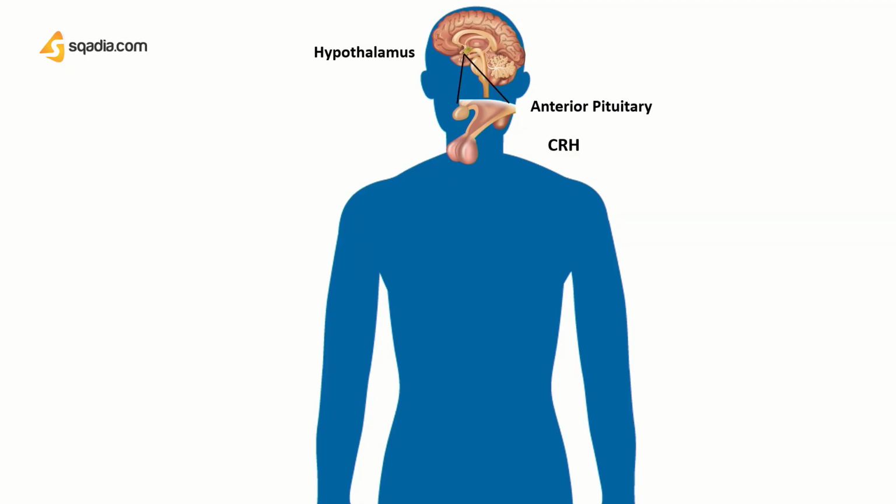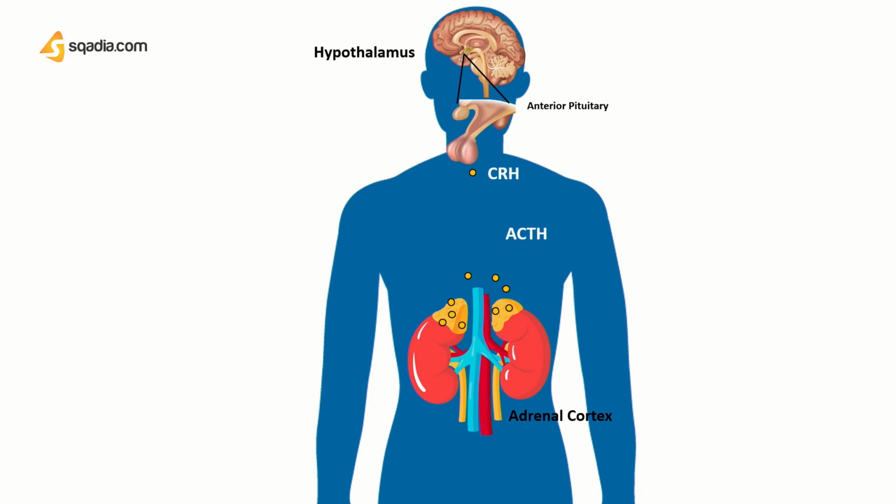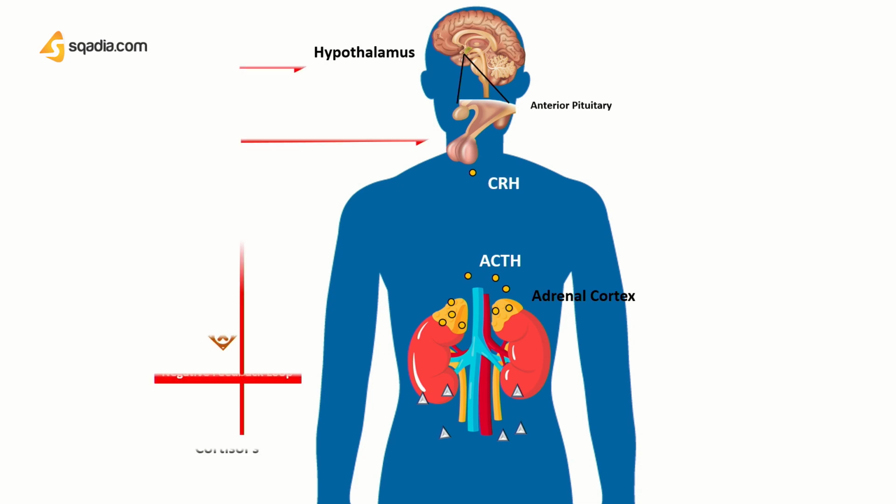Now, after the action of CRH, the anterior pituitary gland releases ACTH. This ACTH acts on the adrenal glands to produce more hormones, one of them being cortisol. So basically, the cortisol in turn retards the release of corticotropin releasing hormone, or CRH, from the hypothalamus, and ultimately ACTH from the pituitary gland in a negative feedback loop.